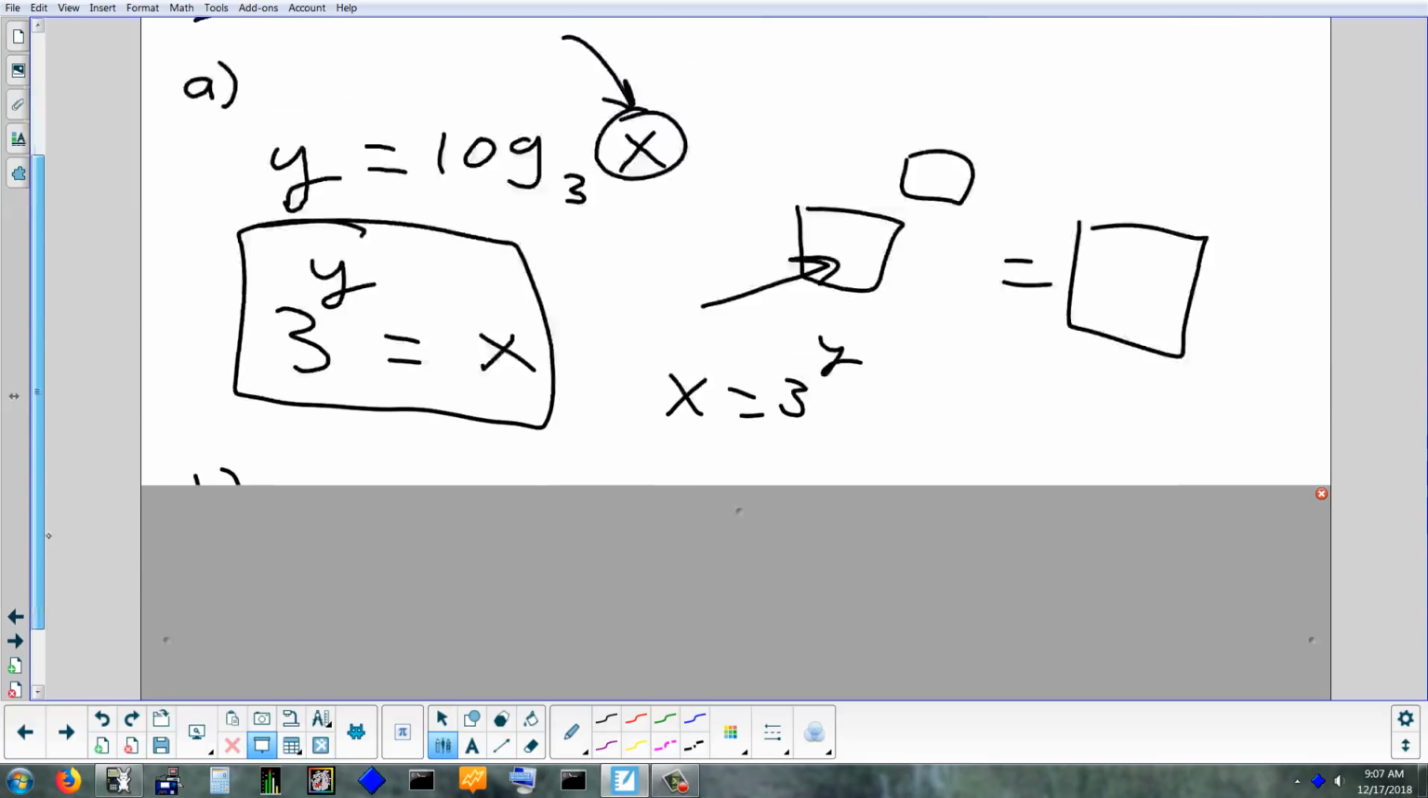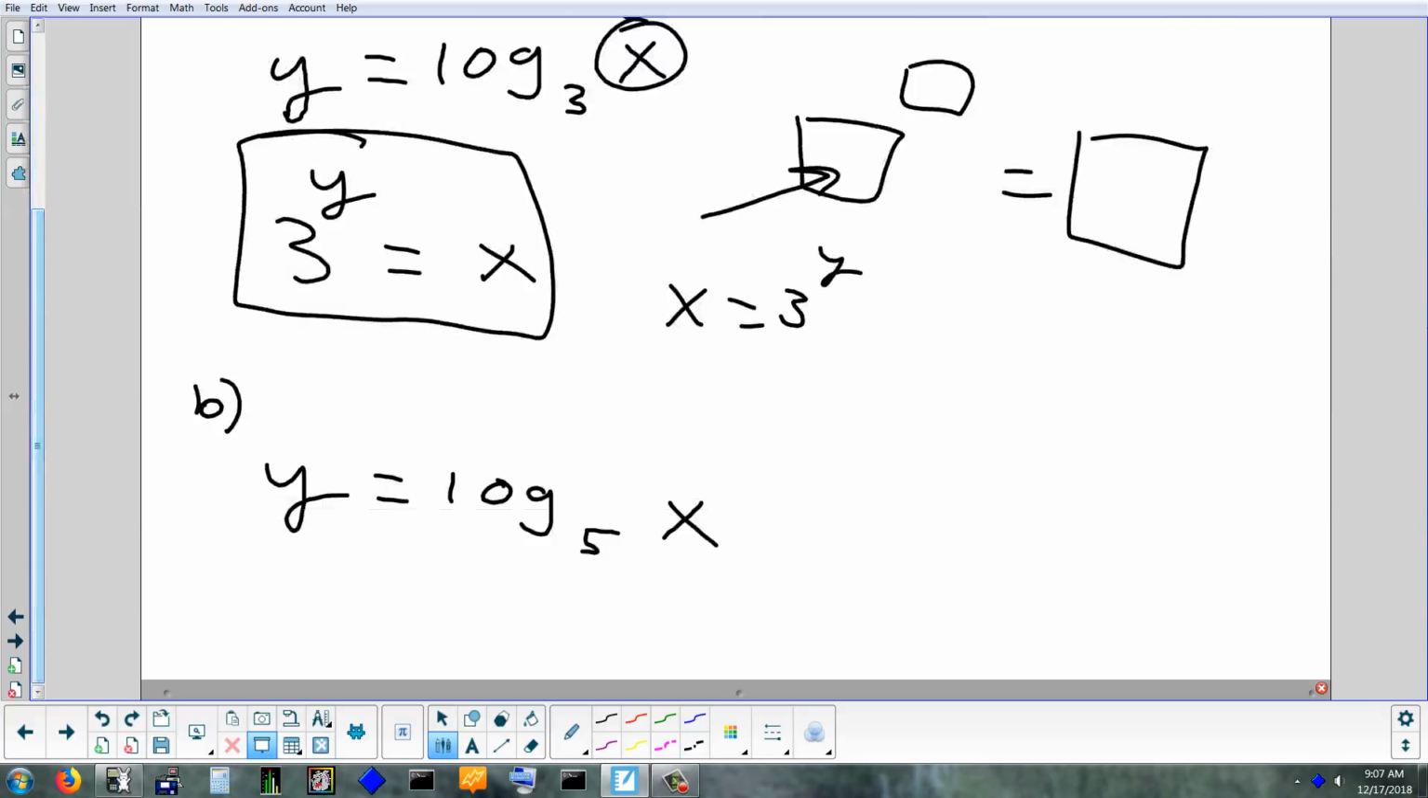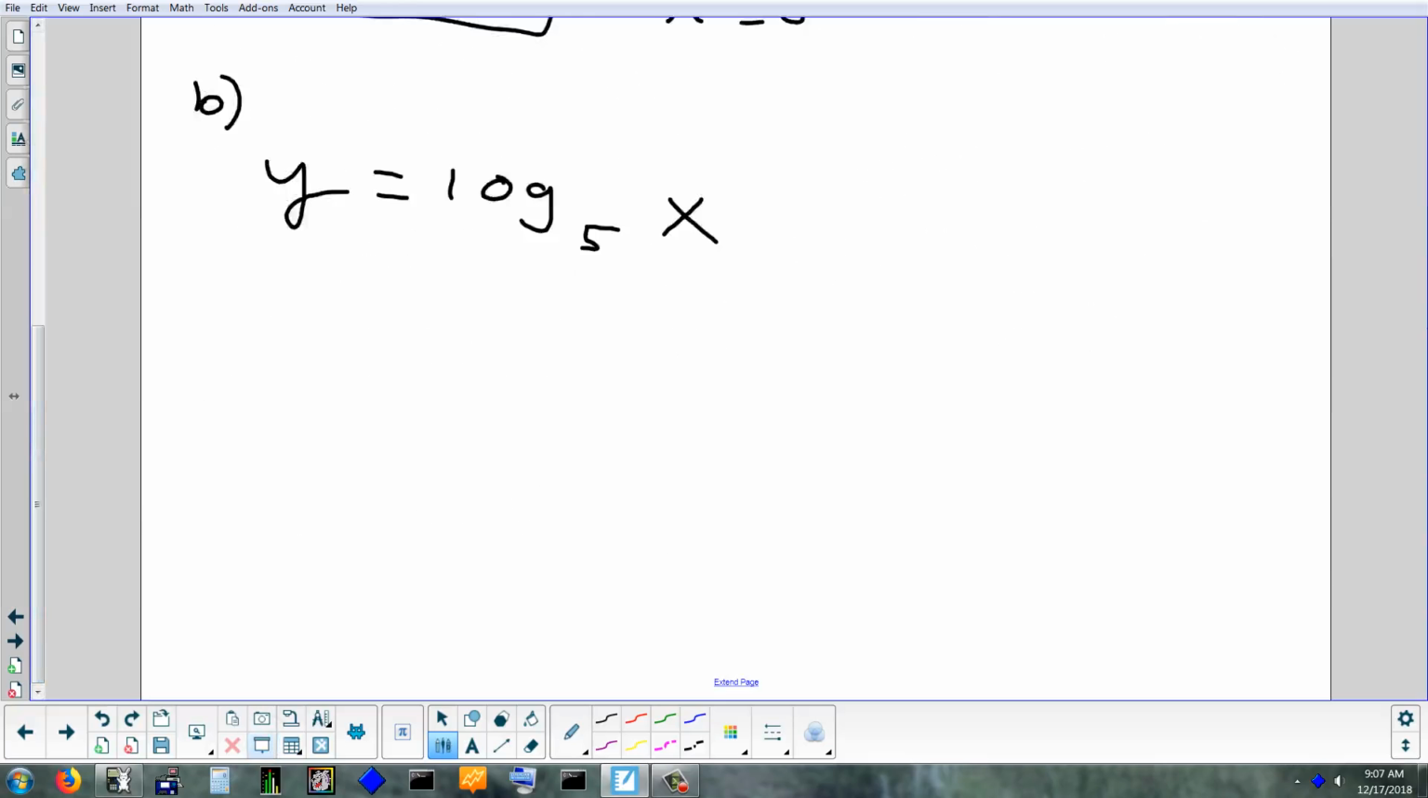All right, let's try this one. Let's just start off by reading what that one says. Justin, how would you read that one? Y equals log 5x. What you said would be y equals log 5x. Yep. Y equals log base 5 of x. Perfect.